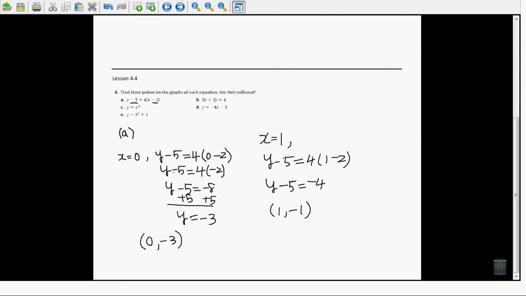Remember, a point that satisfies an equation is on the line. So 1, negative 1 satisfies this equation because it's true that 1 minus 5 is negative 4. So this point satisfies this equation. How do we find the third one? Well, you can set x equals 2 or x equals negative 1, that kind of thing. So you can keep doing that.